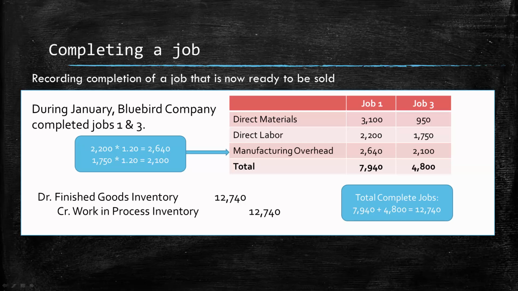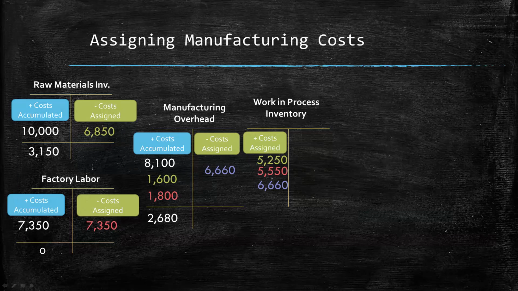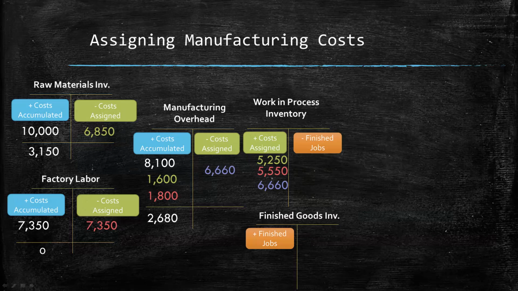And so we can do one journal entry for both jobs, and we're going to credit those finished jobs out of work in process inventory and debit them in to finished goods inventory. And so we can see those costs will be credited out of work in process inventory and debited into finished goods inventory. And the remaining balance in our work in process is actually those costs that would relate to job 2, which was still in process.